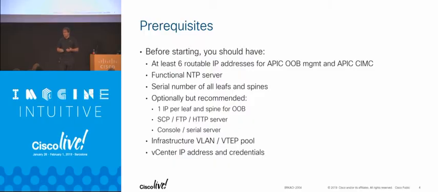I strongly want to advise you to let this be one of the first things you do. And I know how it goes. Some of the people in this room maybe work for a partner. You need to deliver projects very fast. It's often the last thing on the checklist and sometimes forgotten. So make sure you get an SCP, FTP, or HTTP server that you can use to push those backups to.